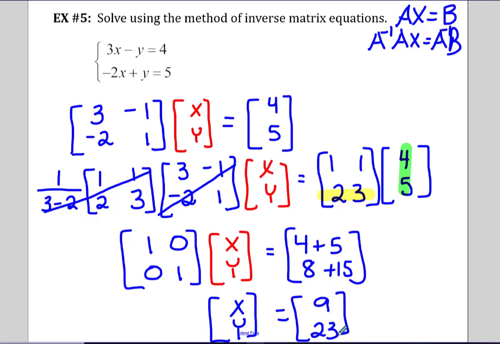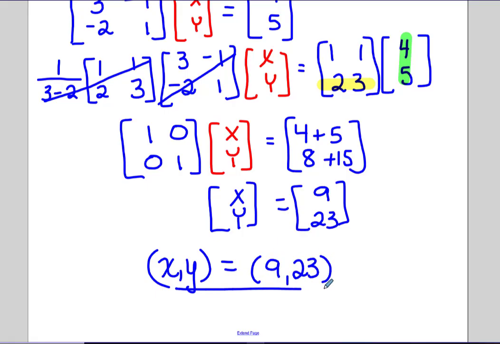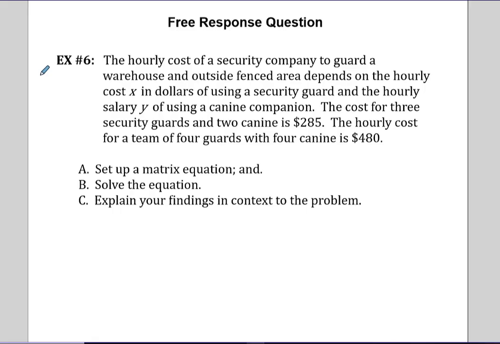So using that approach of matrix equations, we found out that our solution set for those two lines intersect at the point 9, 23. So our solution set is 9, 23, either by this matrix or by the ordered pair. And then our last example is a free response type question. We have to set up a matrix equation.